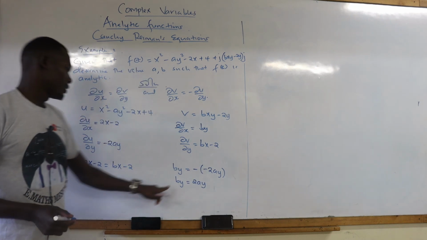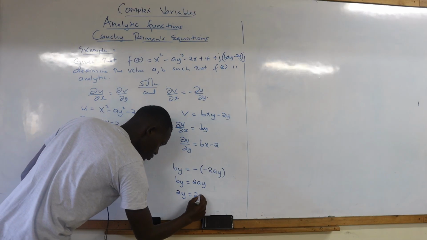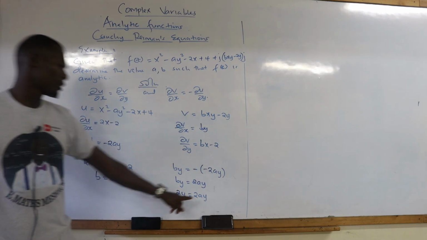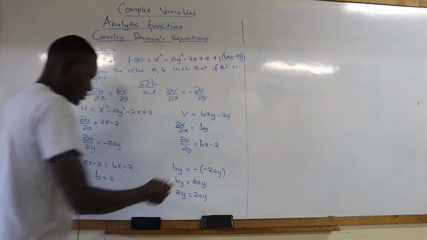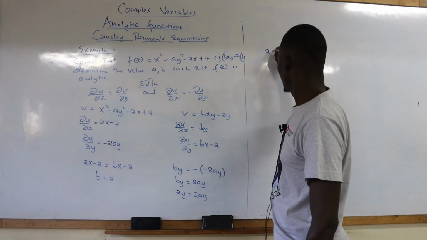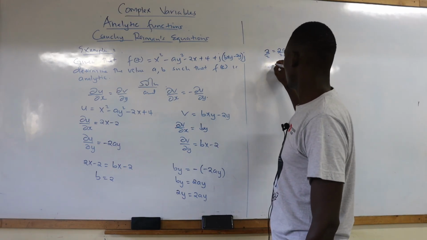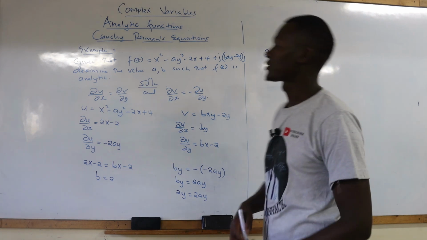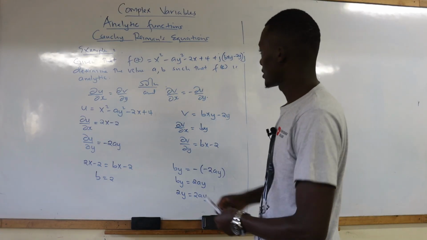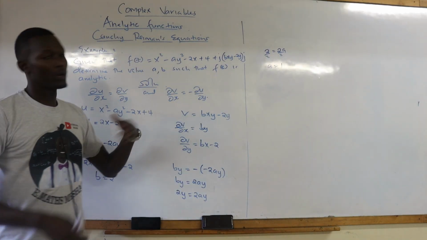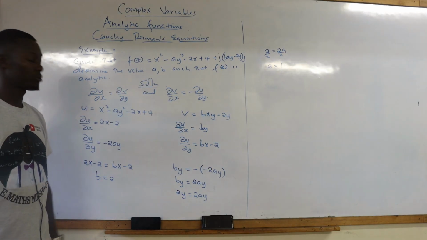But remember, we know what our value of b was. Our value of b is 2, so 2y equals 2ay. Excluding the y, we can now compare the constant and the constant. So we say 2 on the left hand side should be the same as 2a. Divide by 2, and your value of a becomes 1. So for this function to be analytic, your value of a is 1 and your value of b is 2. You can rewrite the function and always prove that, indeed, by replacing the values you have there, the function becomes analytic.